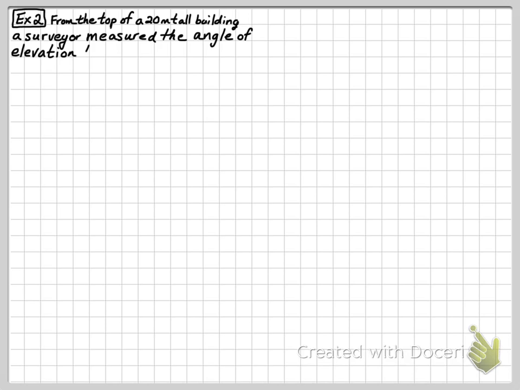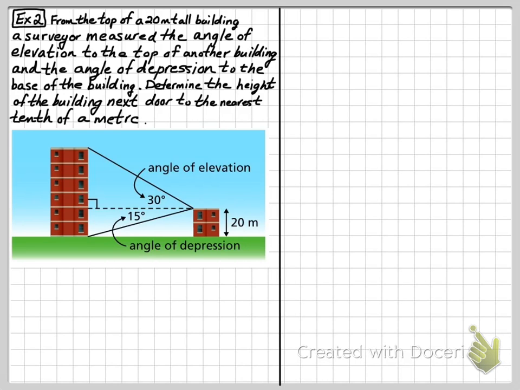In example 2, from the top of a 20-meter tall building, a surveyor measured the angle of elevation to the top of a building next door, and the angle of depression down to the bottom of the base of that building. Now that you know those two angles, we need to find out how far apart these two buildings are going to be.